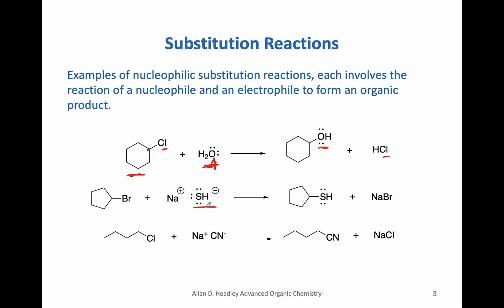Another example: nucleophile here, electrophile, leaving group. Here's our leaving group, Br minus. But of course, since there is a counter ion, it's a salt, and this is the new bond right here, and this is our organic product. Same here, leaving group. Let's put the leaving group with the electrons because it comes off as Cl minus, and our nucleophile has an unshared pair of electrons, which forms that new bond. So those are examples of nucleophilic substitution reactions.